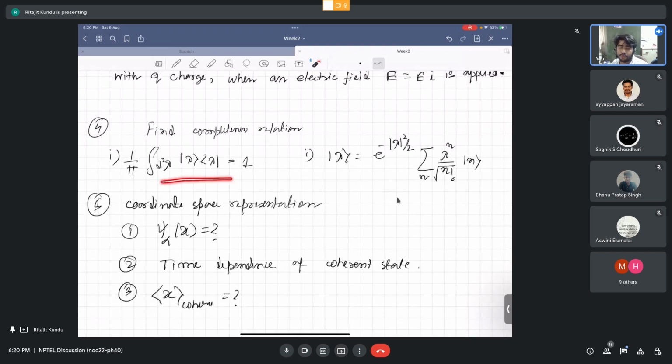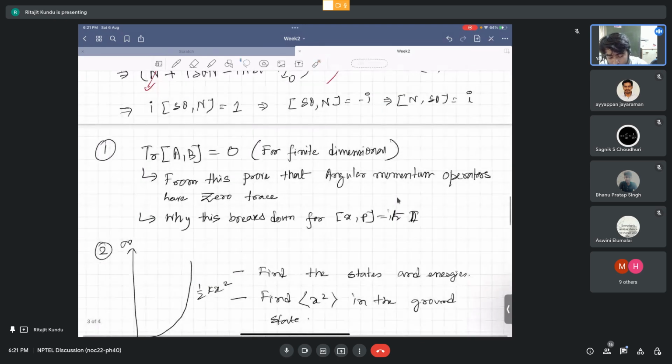Firstly we'll prove the completeness relation of coherent states. Then we'll try to understand the coherent states in a little bit more detail. We'll get the coordinate space representation psi alpha of x of this coherent state. We'll look at how the coherent states depend on time, and how the average of x in the coherent state looks. We'll see very interesting properties, and I hope you will like them. So let's first start with this first problem.